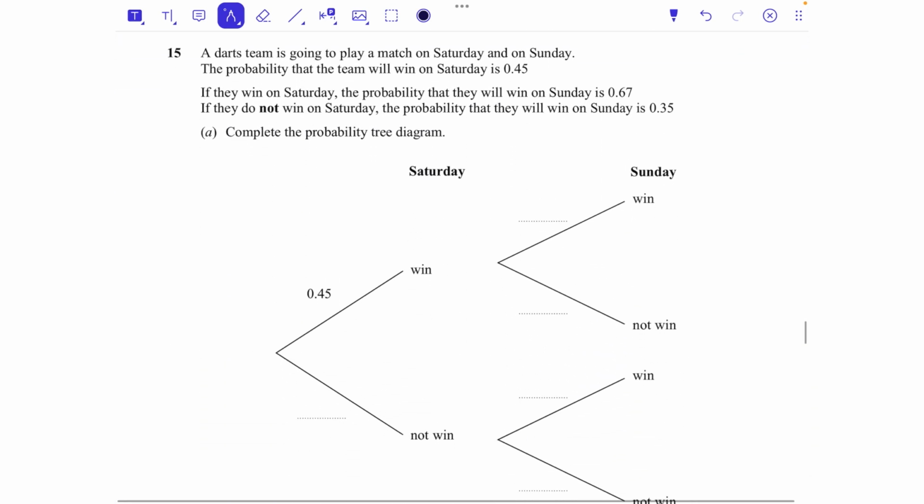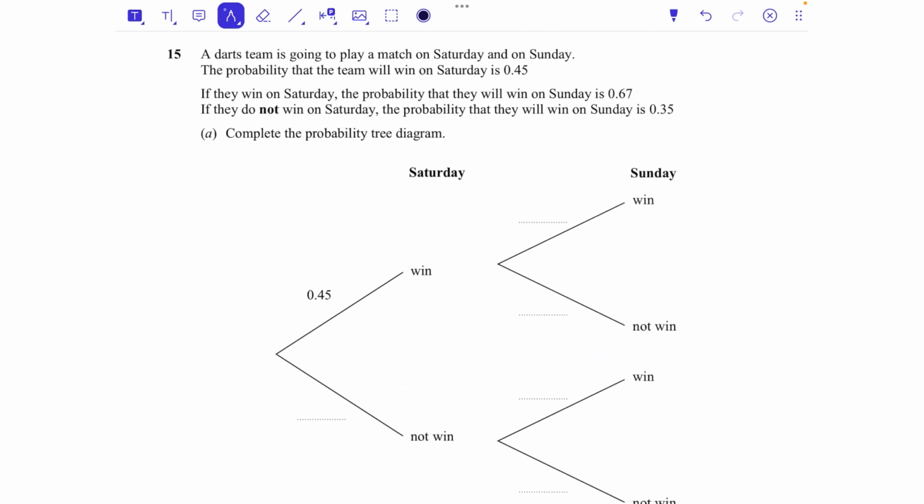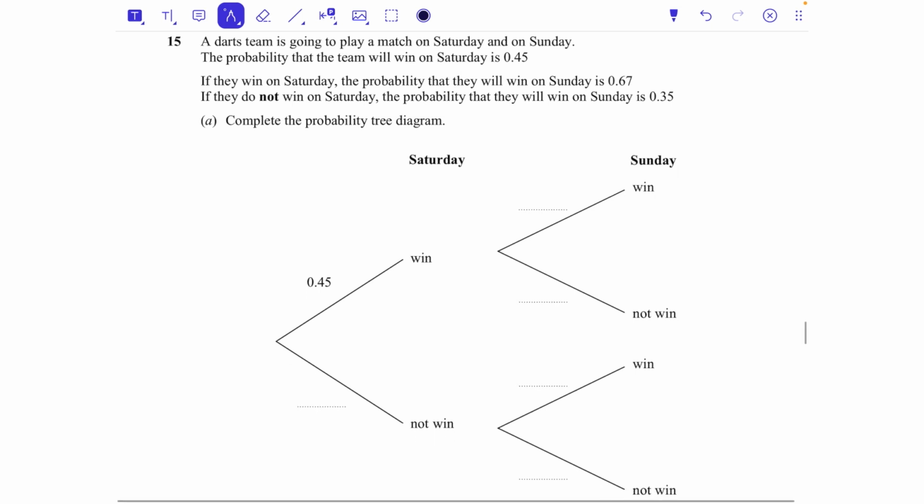Great. Okay, question number 15. A darts team is going to play a match on Saturday and on Sunday. The probability that the team will win on Saturday is 0.45, and they've already filled that in for us there. If they win on Saturday, the probability that they will win on Sunday is 0.67.